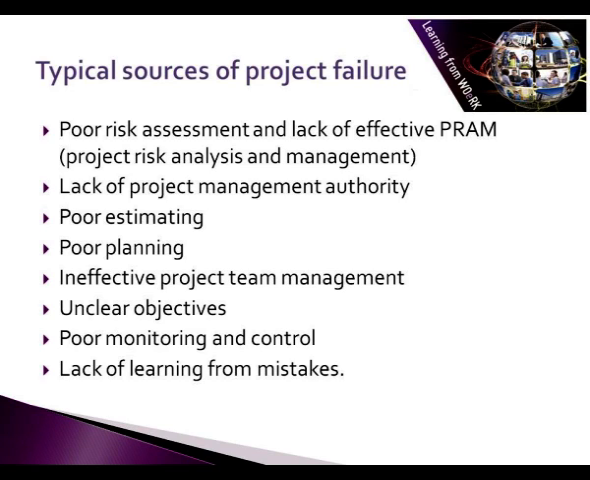Lack of project management authority. Poor estimating. Poor planning. Ineffective project team management. Unclear objectives. Poor monitoring and control. And a lack of learning from mistakes. So give some thought to the study questions before moving on to the bibliography. How would you assess your effectiveness at avoiding the project failure sources mentioned in this slide? To what extent are your project team members aware of these possible sources of failure?